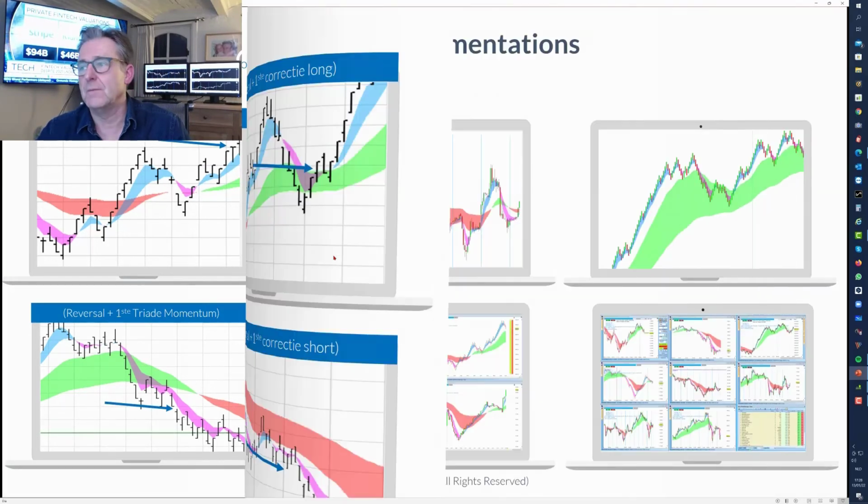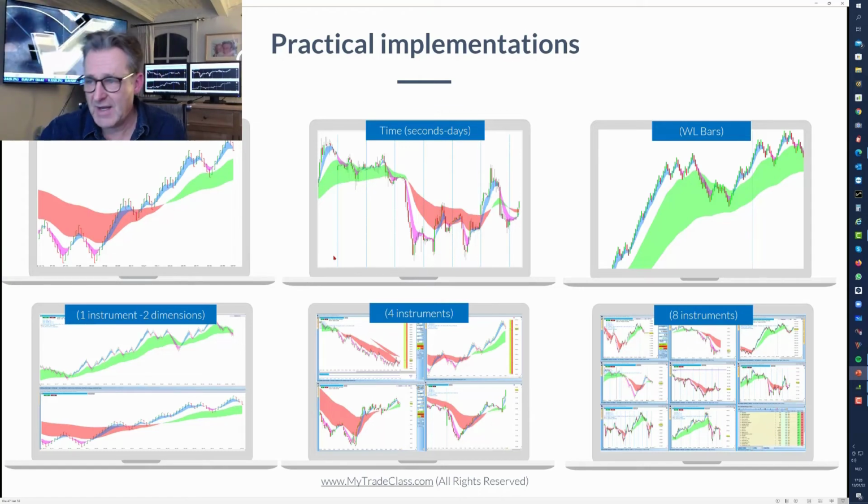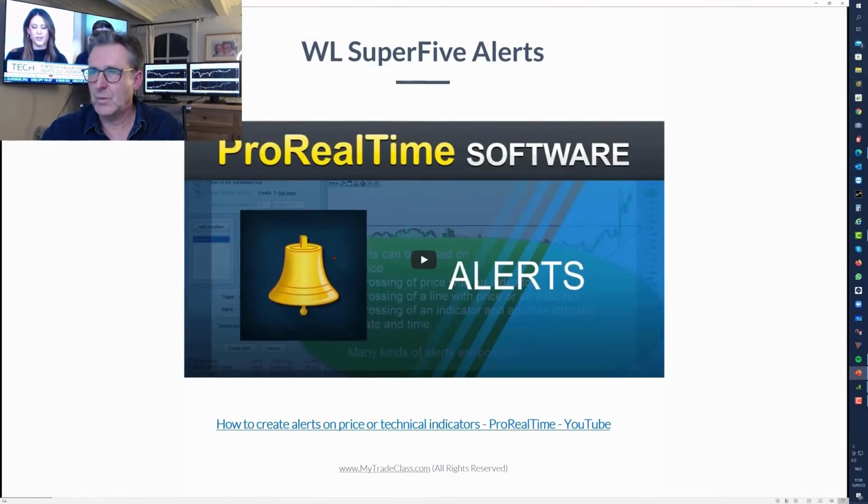Okay, good. Now, practical implementations, just to give you a few ideas. You can trade with range bars. You can trade on time bars going from literally seconds to days. You can trade on 4 instruments, you can trade on 9 or 8 instruments, 12, larger time frames. There's plenty of stuff you can do. So we'll talk about that.